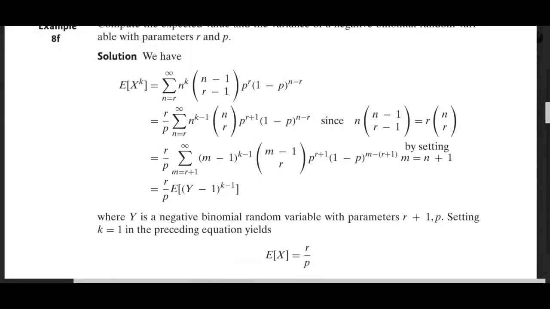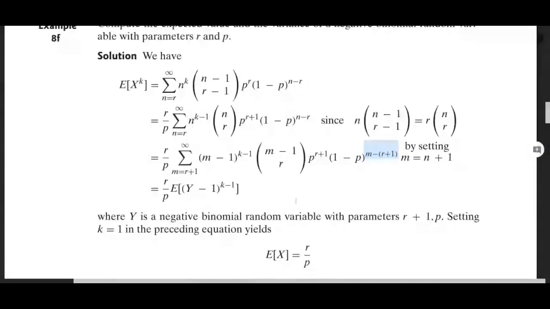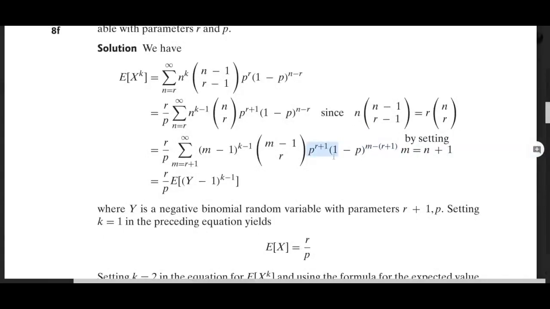Then, where does m come from? Oh, the dummy variable. So now we just let m equal r plus 1. So we'll start from the next one, n equals r, so m equals r plus 1. Basically, m equals n plus 1. So now m equals n plus 1, n equals m minus 1. So all the n's become m minus 1. Then this is p raised to r plus 1, 1 minus p to the m minus 1.